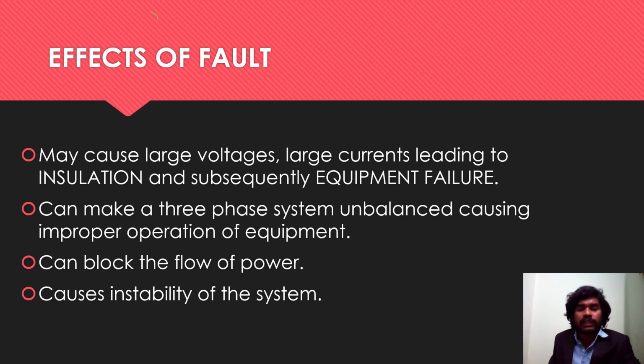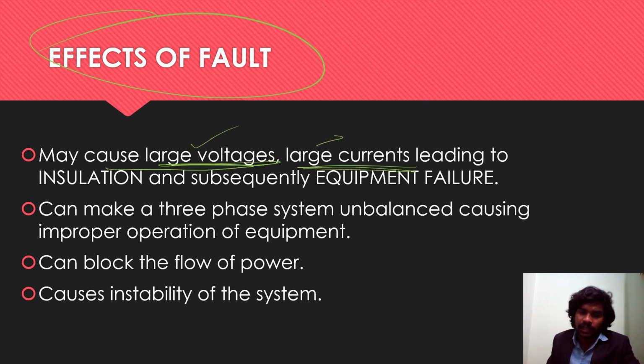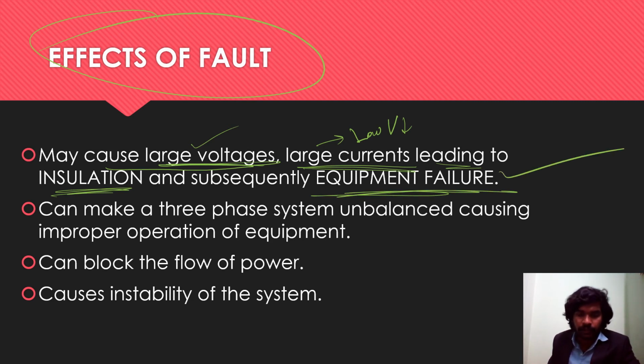Okay, so what are the effects of a fault? What happens when a fault takes place in a power system? When a fault takes place, it may lead to large currents in the system, and large currents mean low voltage. Low voltage will be there in the system, which will lead to insulation and subsequently equipment failure. This is a very important point.